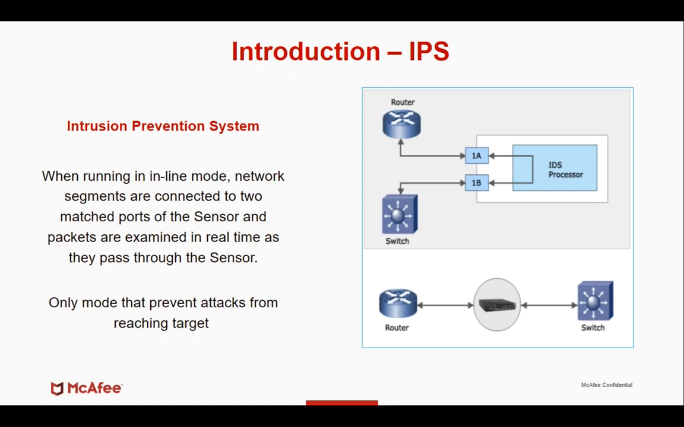As you see in this diagram, when an IPS is deployed or configured in inline mode, it will be connected to two network devices, that is a router and a switch, on either side of the network using either an Ethernet cable or a fiber cable. This connectivity ensures that an IPS is deployed in between two network devices and is able to examine the traffic in real time as it passes through the device. This is the only mode that will prevent attacks from reaching the target.